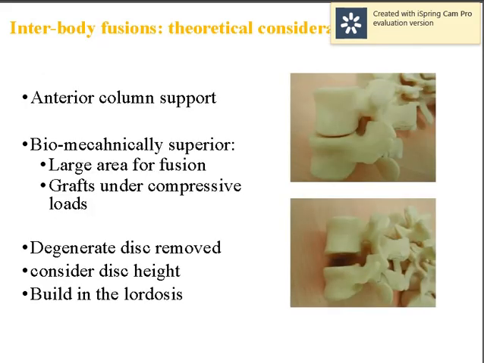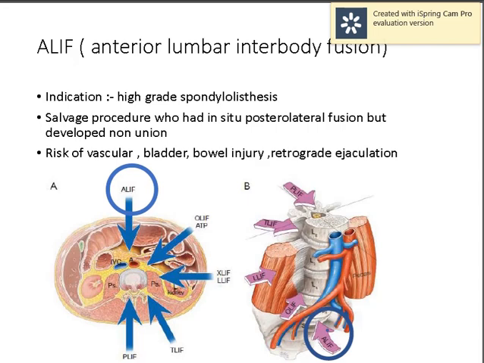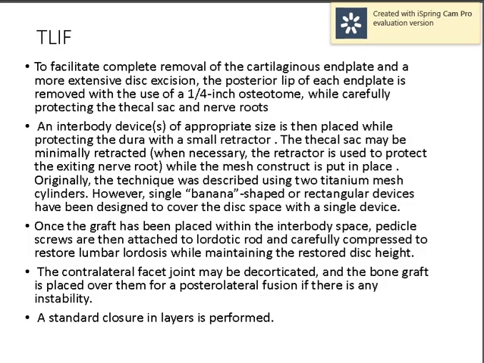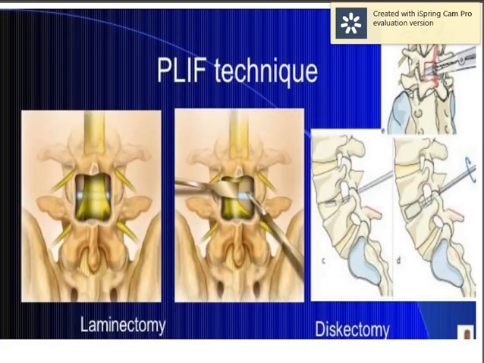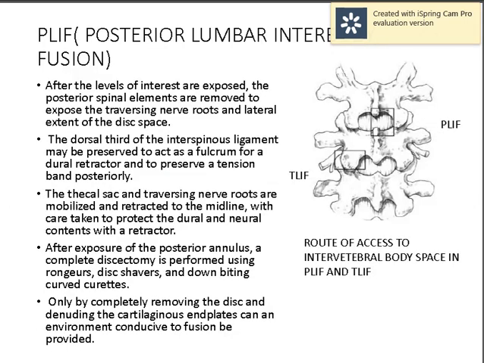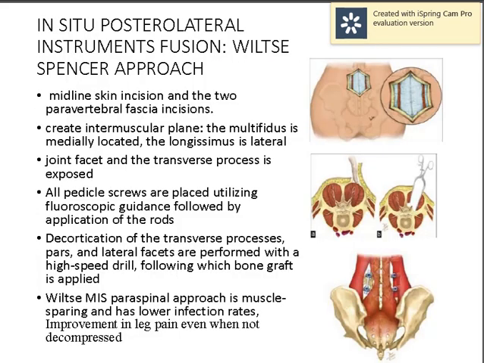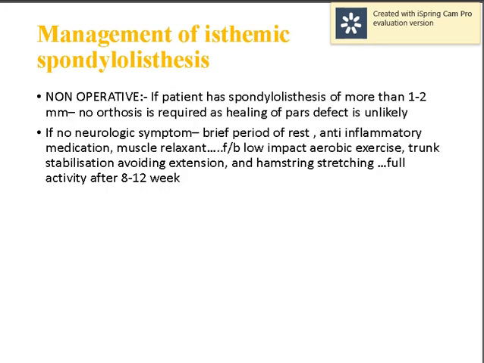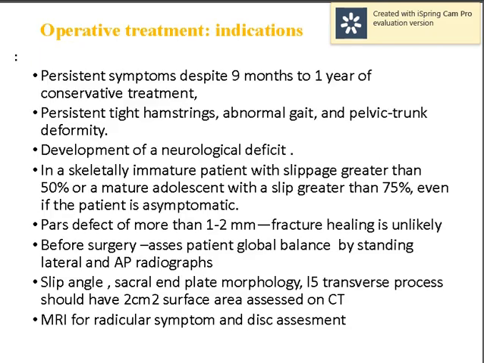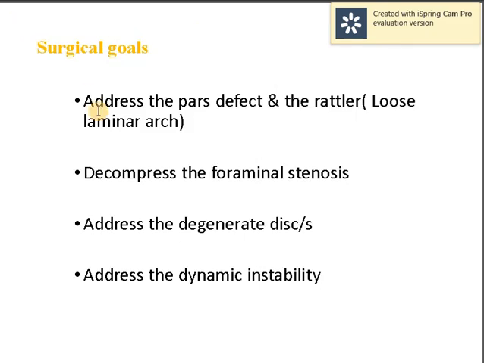You can write about the interbody fusions, the anterior lumbar interbody fusion. Then you can write about the transforaminal interbody fusion, TLIF. You can write about the posterior lumbar interbody fusion, and one line on what the goal is and how it is done. And then the operative treatment indications as we have discussed, and the surgical goals. We have to write the surgical goals, which is very important, because ultimately what is the goal of the different procedures which we have seen?